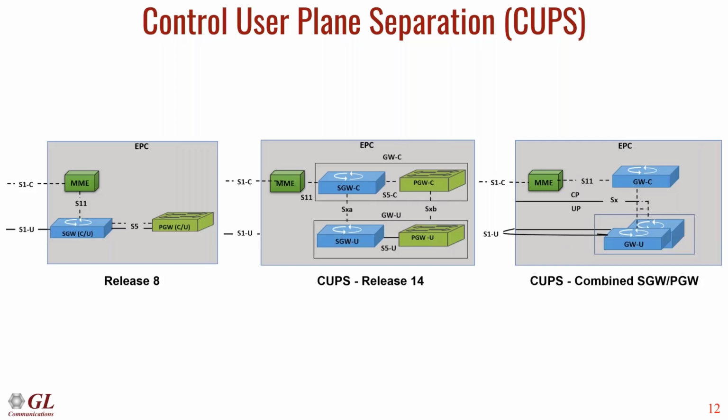So this has evolved. Release 8 was the old method of doing it, where the serving gateway and PDN gateway both had control and user plane functionality. Then in CUPS, Release 14, they separated the control and user plane of the serving gateway and the PDN gateway. And in 5G, both the serving gateway and PDN gateway functionalities are merged together into a single node now. That is called the UPF, user plane function.